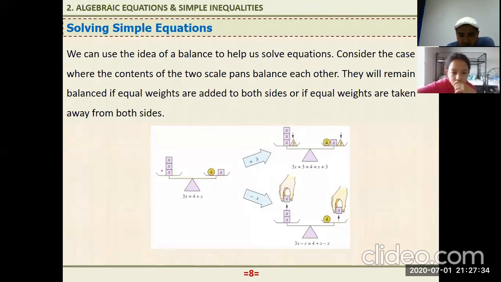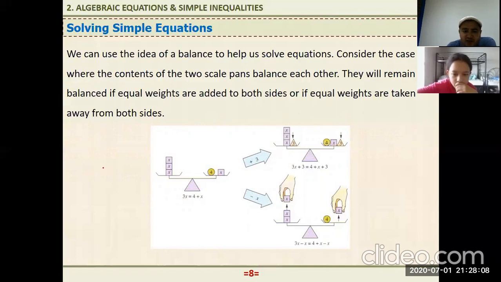Assume that here on the left hand side we have 3 blocks. Each block's weight is x, so that is x, x, x, 3x. On the right hand side we have 4 and x, that is 4 plus x, because we can add them together, right? Now if I add 3 to both sides, for example, let's say I put 3 kilos of something on each side. What happens to the scale? Nothing, right? Because we are putting the same weight on both sides.